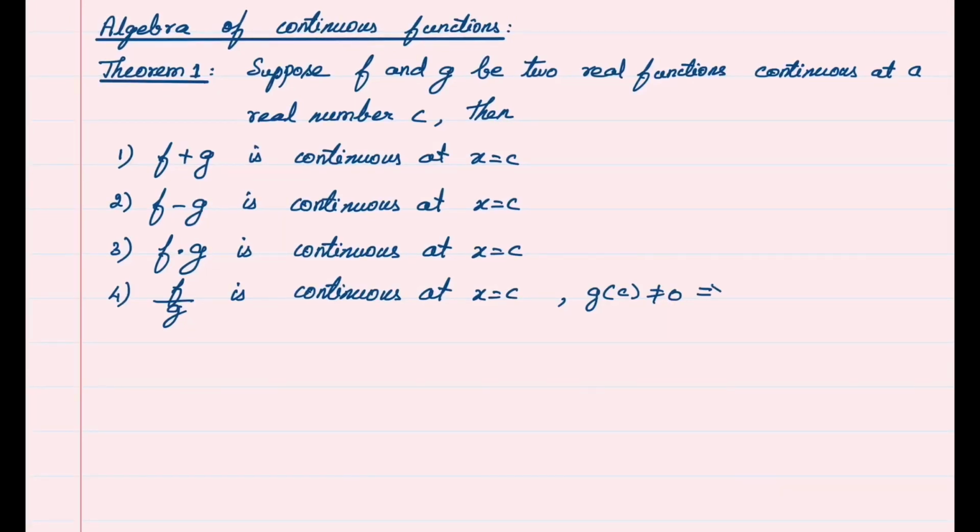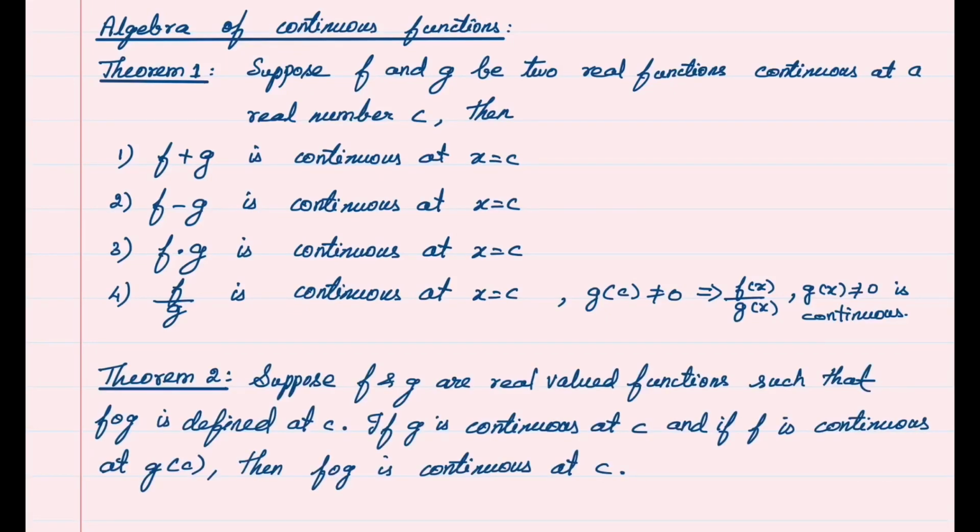Using this property, we can conclude that f of x divided by g of x, where g of x is not equal to 0, that is, this is a rational function, is continuous. Because f of x and g of x are polynomials, and we know that polynomial functions are continuous everywhere. Therefore, every rational function is continuous in its domain, that is, where g of x is not equal to 0.